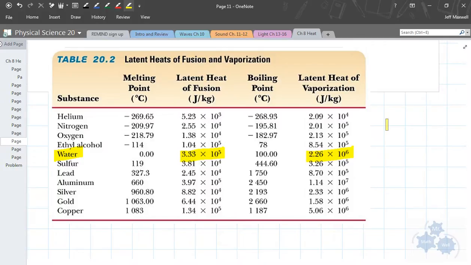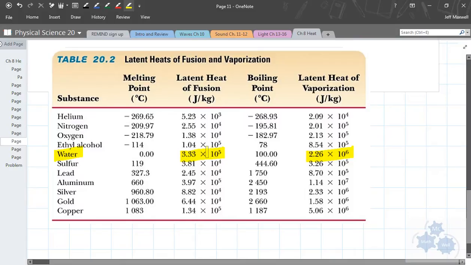Melting? Boiling? Okay. What do you guys think? Melting? Boiling? Okay. All right. So what you need to do is look at these numbers, okay?